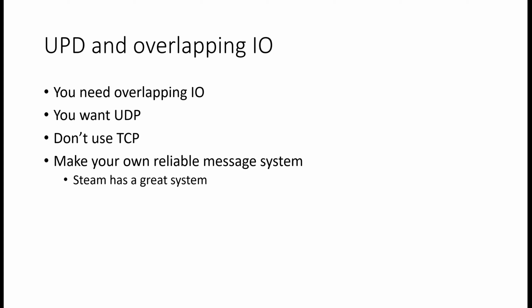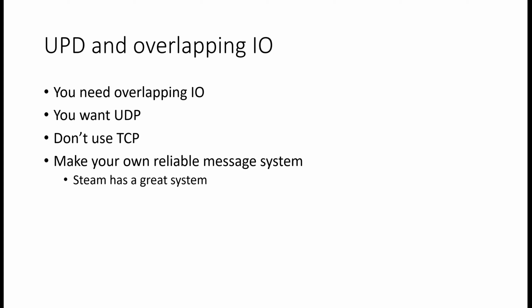For your protocol, you want to use UDP. You do not want to use TCP. You just want to use UDP, and then you want to make your own reliable message system on top of that. There are a few reasons, but the primary reason is that you have more control when you use UDP. You don't have to specify timeouts and such. You can determine when you disconnect your client.